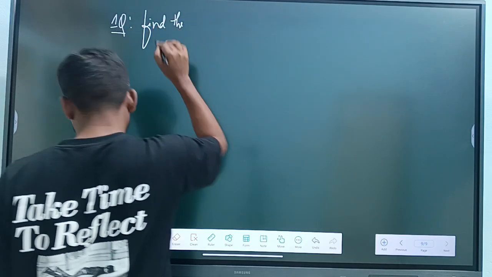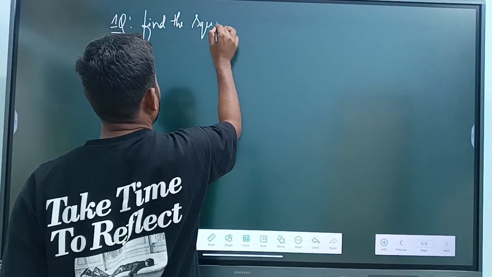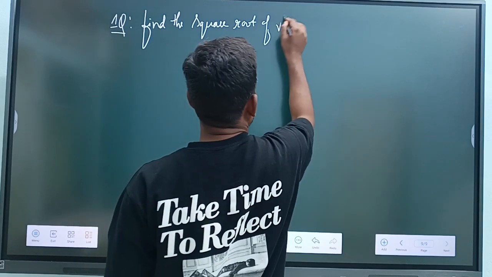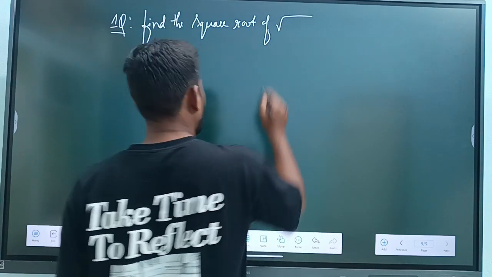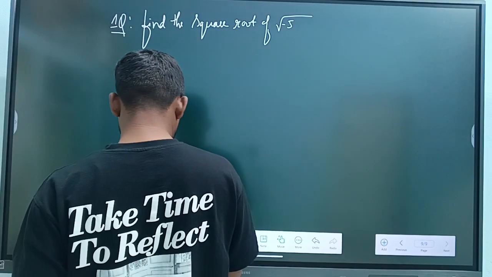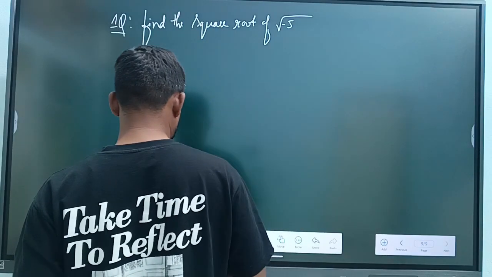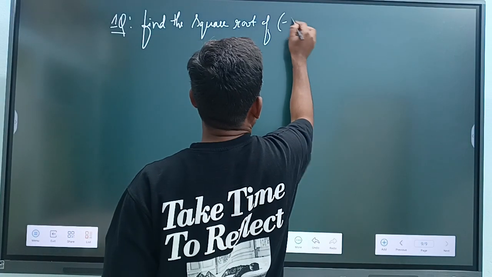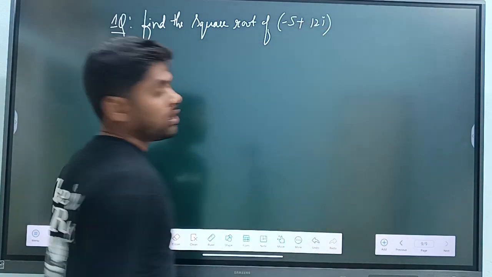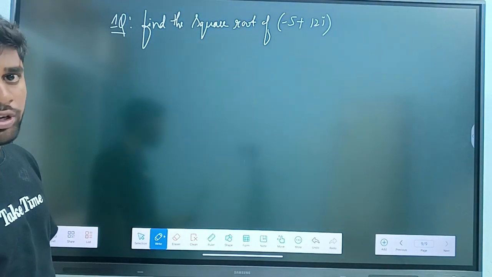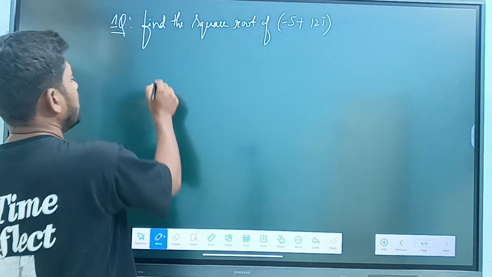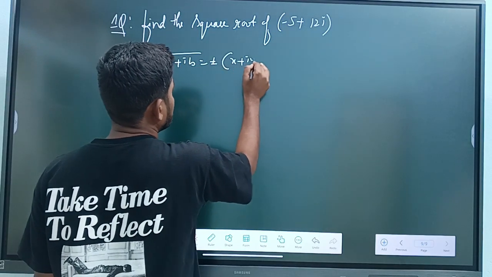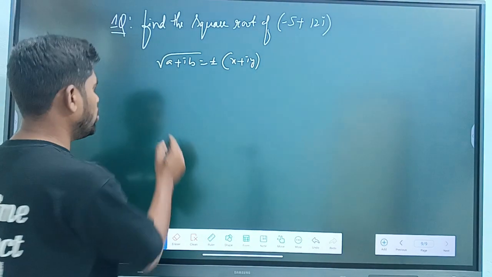Next, first question. Find the square root of minus 5 plus 12 iota. This is what is given. So simple formula: the square root of a complex number is always a complex number. For example, root of a plus iota b is also a complex number. If we simplify, the formula comes, but try to remember the formula.